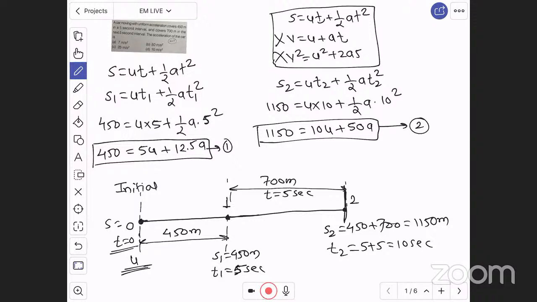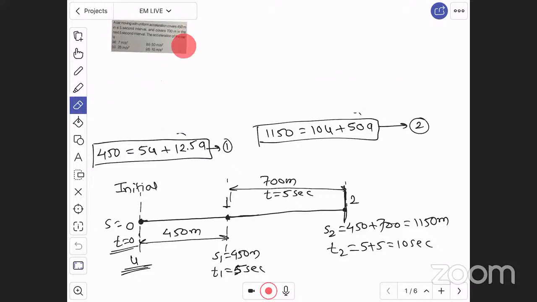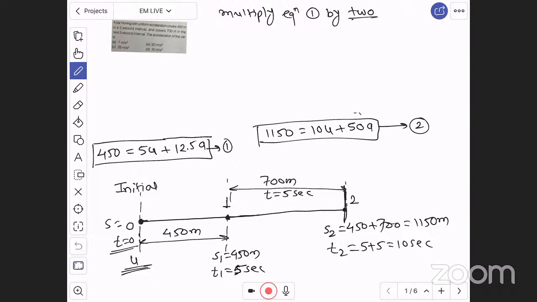Now here, you have two equations and two unknowns. Now solve for them. How to solve a two equation, two unknown problem, that you know. These are the two equations I have formed. Now let us say if I multiply equation 1 by a factor of 2. This is a factor of 2, not equation 2. Therefore, what will it become?